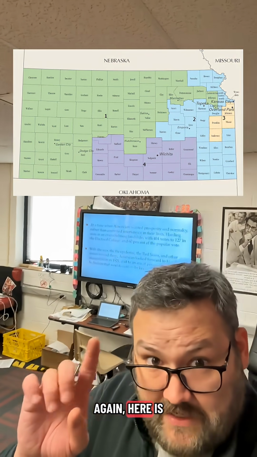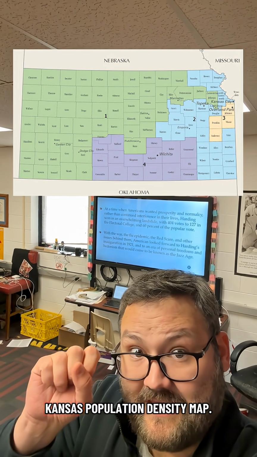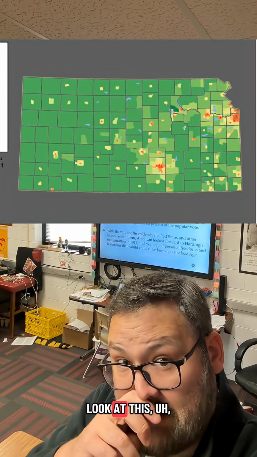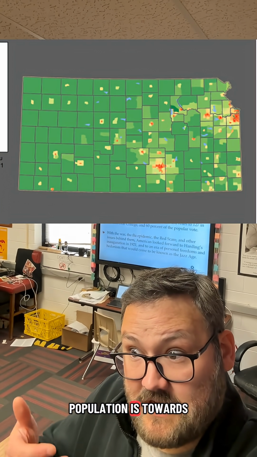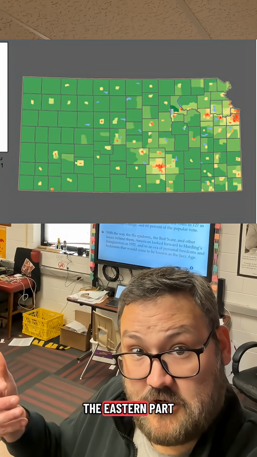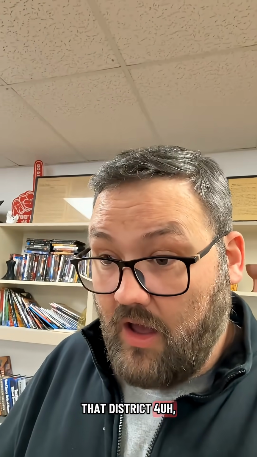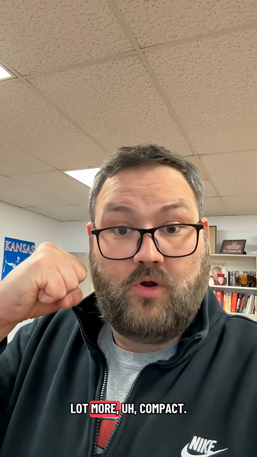So for reference again, here's the Kansas district map. And we're going to throw up the Kansas population density map. So if you look at this, you can see that the denser population is towards the eastern part of the state. We've talked about that before. That also means that District 4 would contain more people and have less land because the population density is a lot more compact.